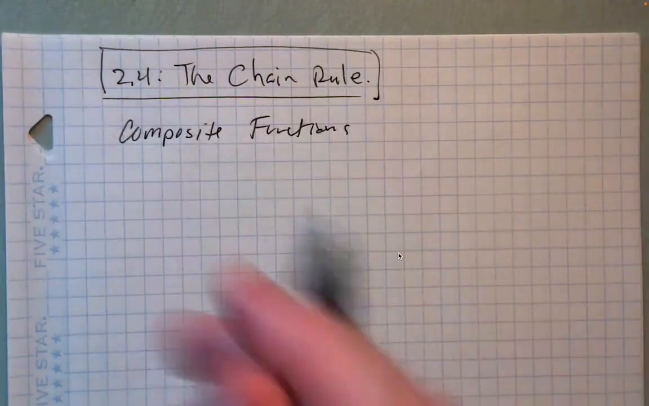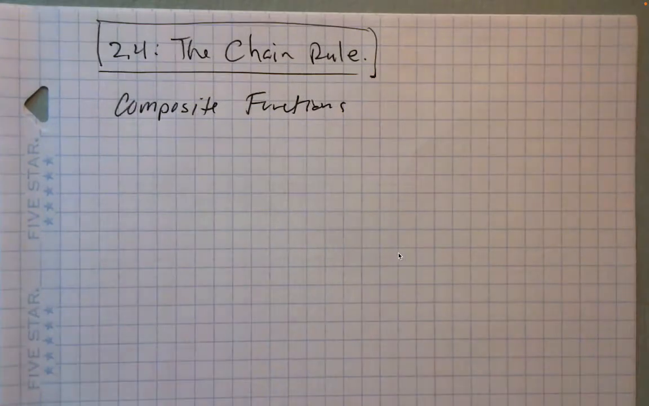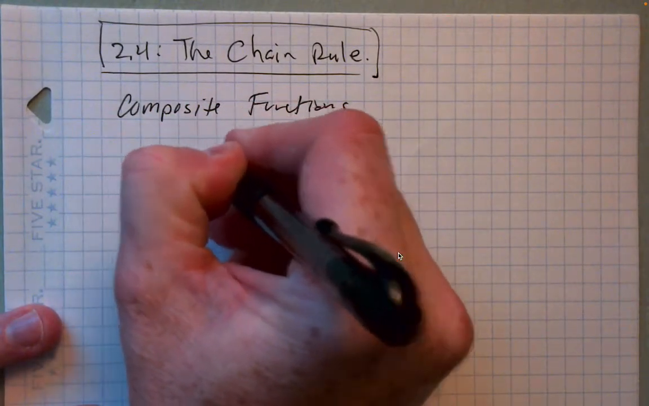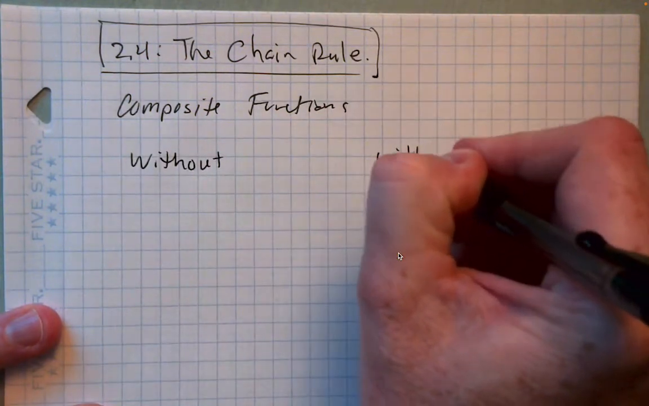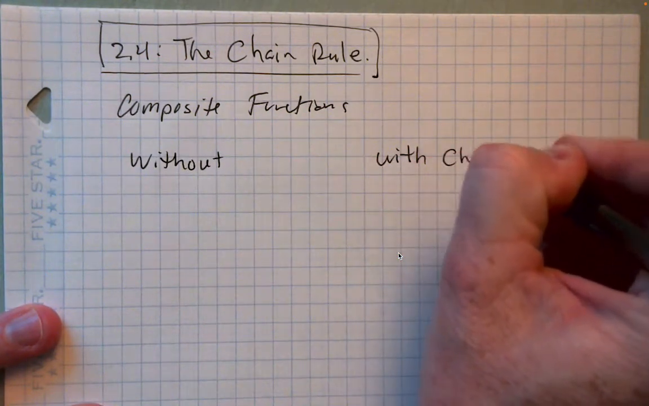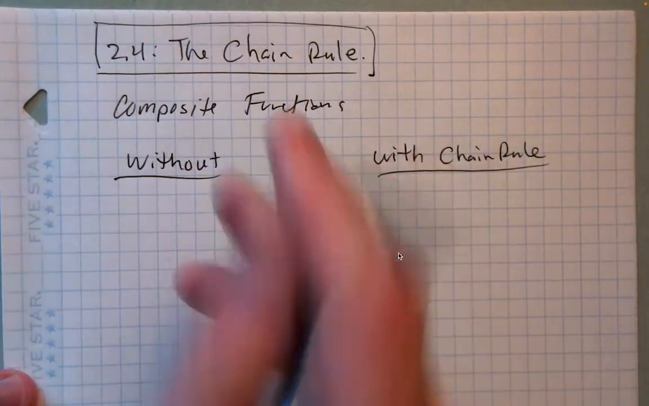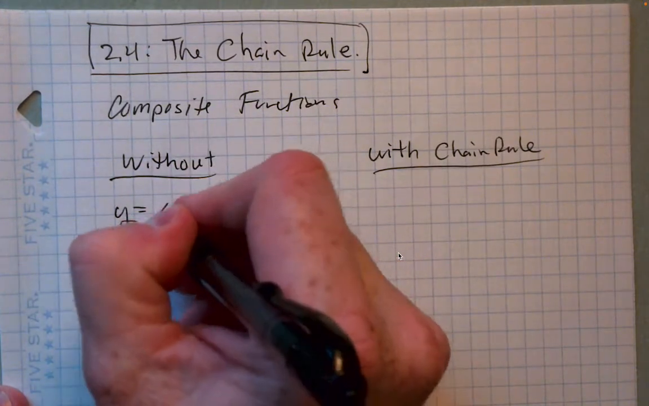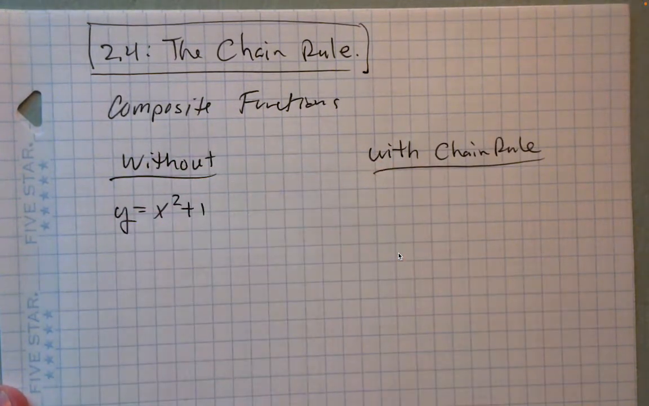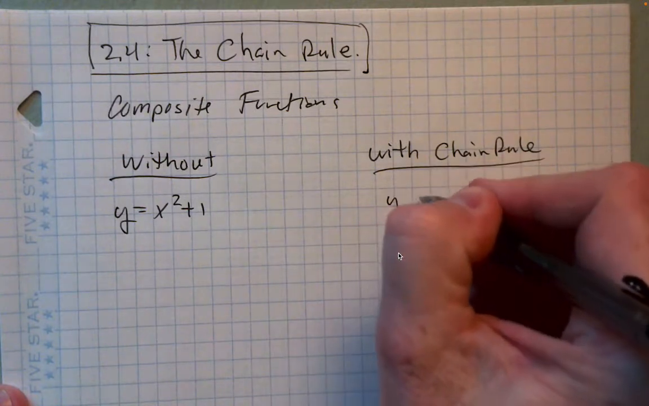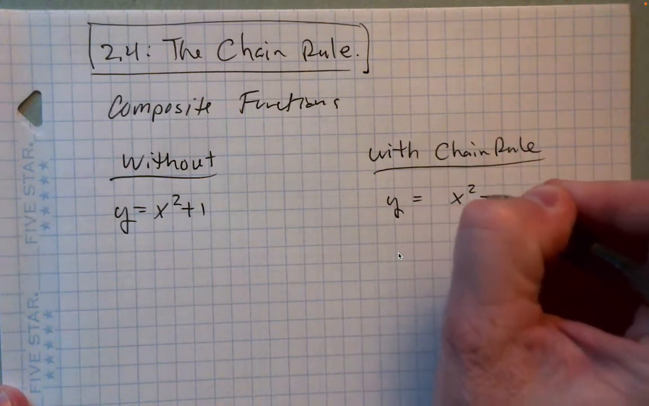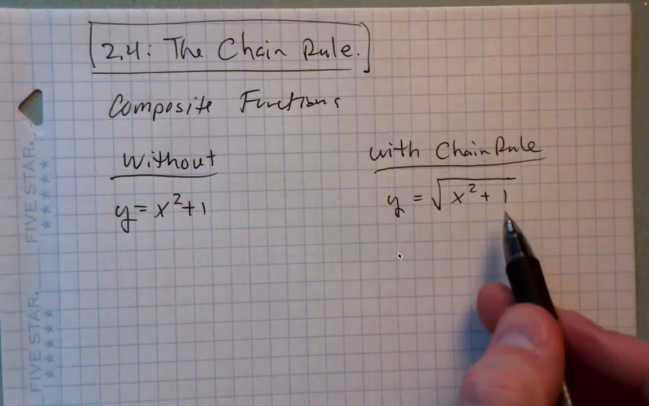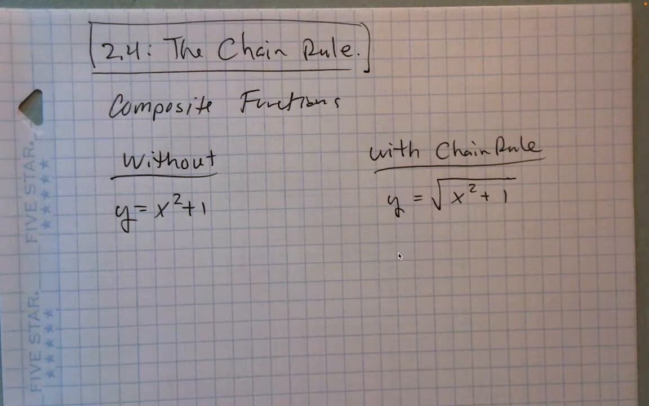Okay, so let's talk about what this rule is going to enable us to do. So we'll have a "without" section over here, and a "with chain rule" section over here, just to get a sense for this. So without the chain rule, we're fine differentiating y equals x squared plus 1. With the chain rule, we'll be able to differentiate y equals the square root of x squared plus 1. So this would be a composite function. So this is a function kind of inside of another function.